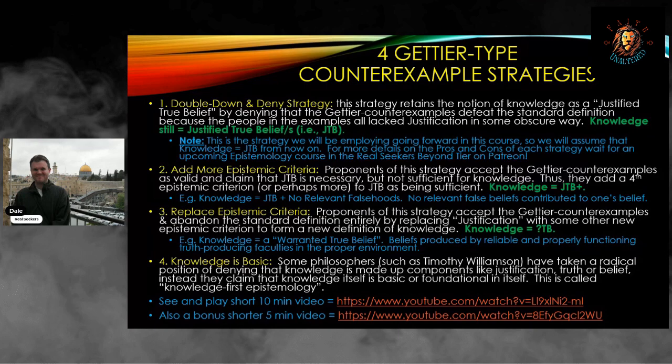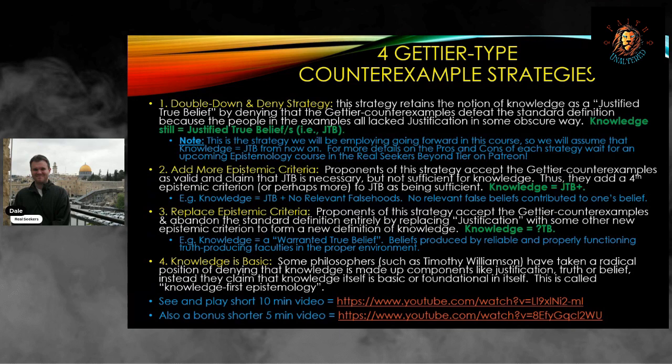This is the strategy that basically retains the notion that knowledge, and whenever I use the word knowledge in this course, we're talking about propositional knowledge specifically going forward, so bear that in mind, is a justified true belief. We maintain that standard tripartite definition. Well, how can we do that in light of the counterexamples? Well, we must deny the Gettier counterexamples as a defeater for the standard definition.